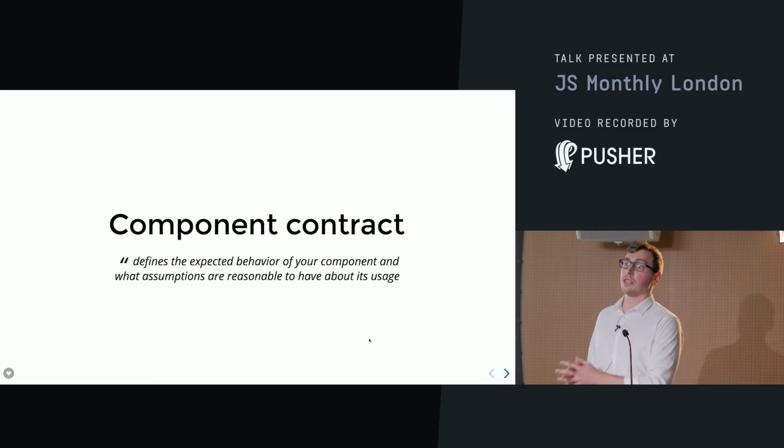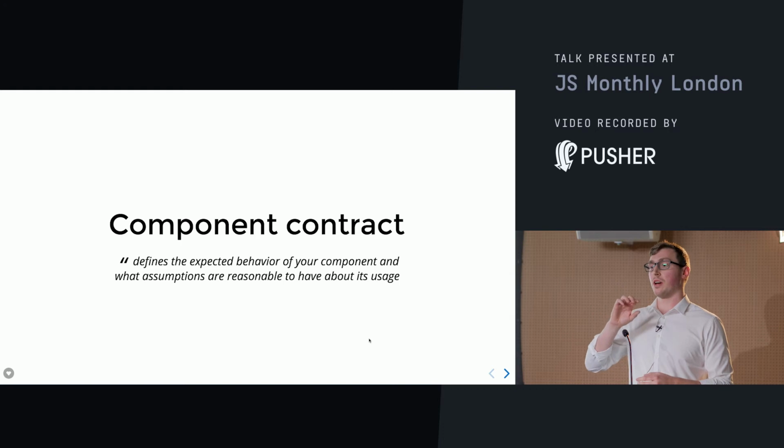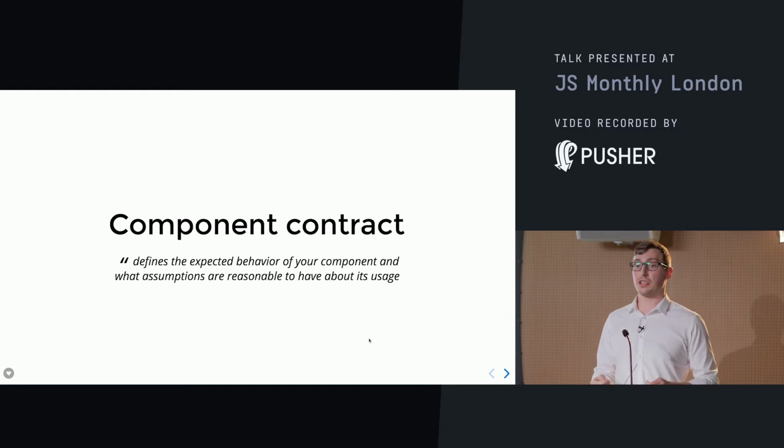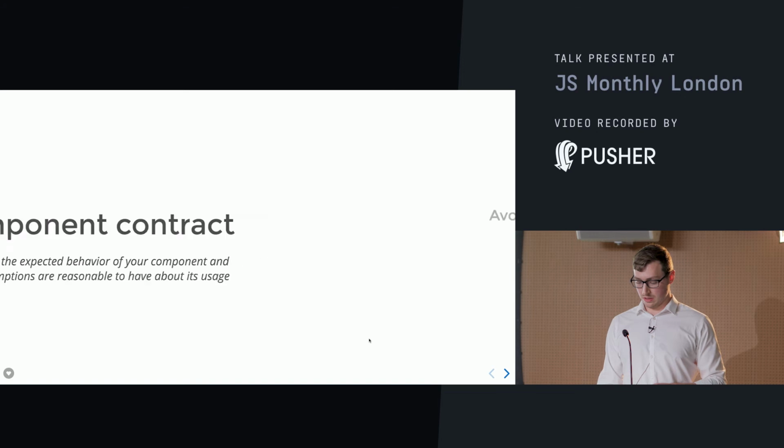So you know that you need to trigger an input and expect an output, but how do you know what to test? You don't want to write unit tests for 100 lines of markup. To decide what you should test, you could use something called a component contract. A component contract defines the expected behavior of a component and what assumptions are reasonable to have about its usage. You can think of it as an agreement between your component and the rest of the application that says, if you put me here and you give me this input, I'll render this output.